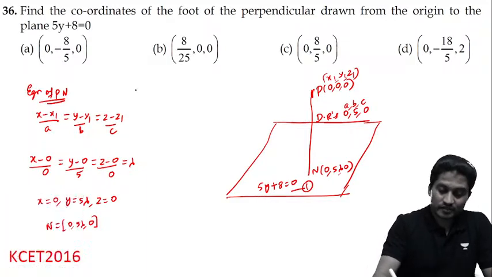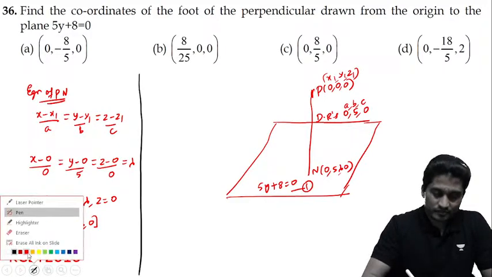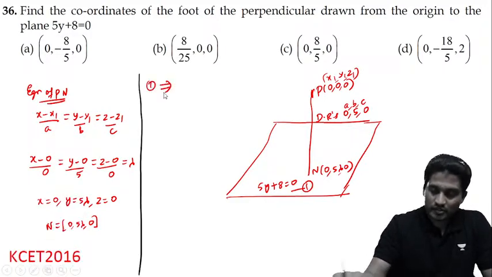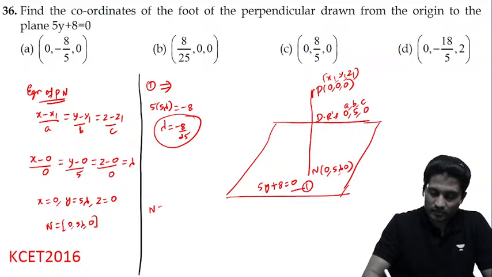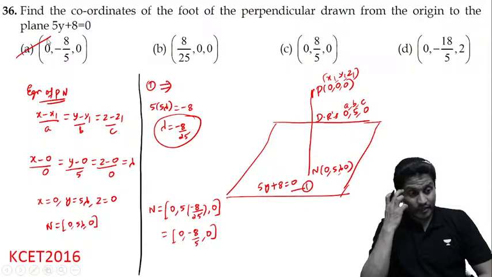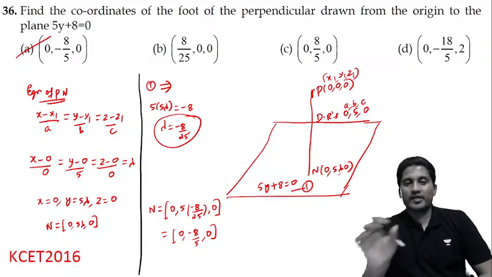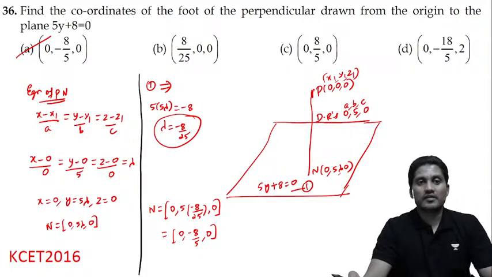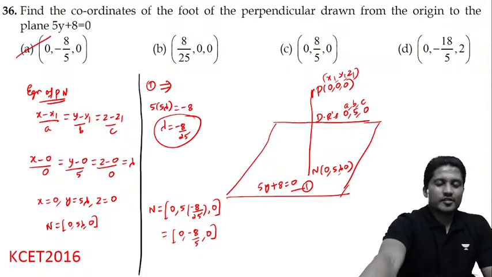Right, now if I substitute in plane 1, this is 5 into 5 lambda equal to minus 8. Lambda is equal to minus 8 by 25. Now if I substitute here, foot of the perpendicular N is equal to 0 comma 5 into minus 8 by 25, and then comma 0. So equal to 0 comma minus 8 by 5 comma 0. Answer is option A. Or you take the points, substitute in the plane, you will get the foot of the perpendicular. Whichever satisfies, that is the answer. Obviously only option A will satisfy. Let's move to the next question.